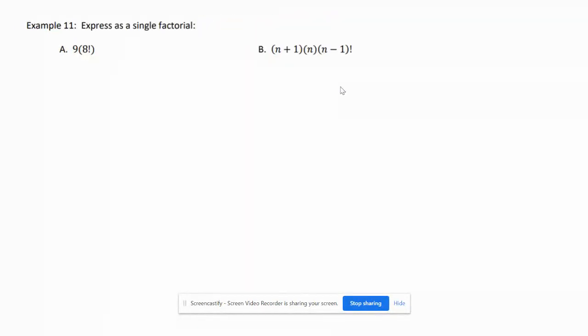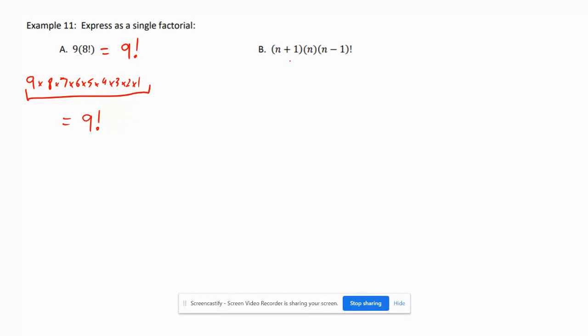All right, express as a single factorial. Okay, so I'm going to do this question the long way first. What's 9 times 8 factorial equal? Well, it equals 9, and then 8 factorial is 8 times 7 times 6 times 5 times 4 times 3 times 2 times 1. Okay, well, what's this equal? Isn't this equal to 9 factorial? I'm starting at 9, counting down over here. So 9 times 8 factorial is just the same thing as 9 factorial.